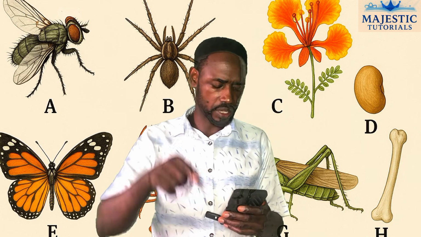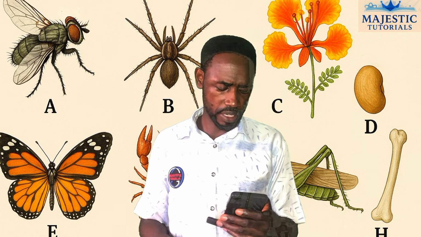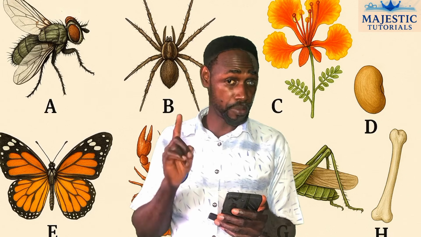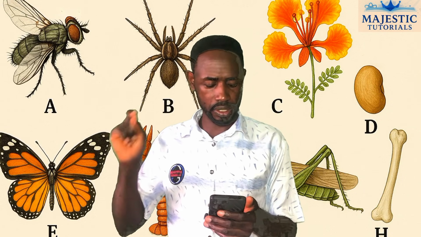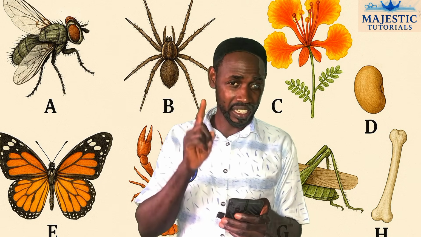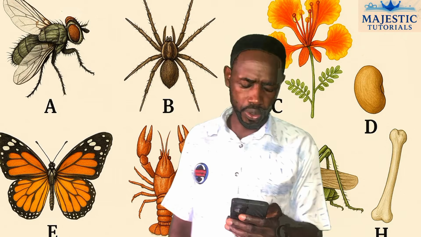We are going to face grasshopper now. I believe that should be the next. Okay, the next one is crayfish. I say the type of metamorphosis in butterfly is complete metamorphosis. Remember that the order is Lepidoptera. The class is Insecta. Then we go to crayfish.